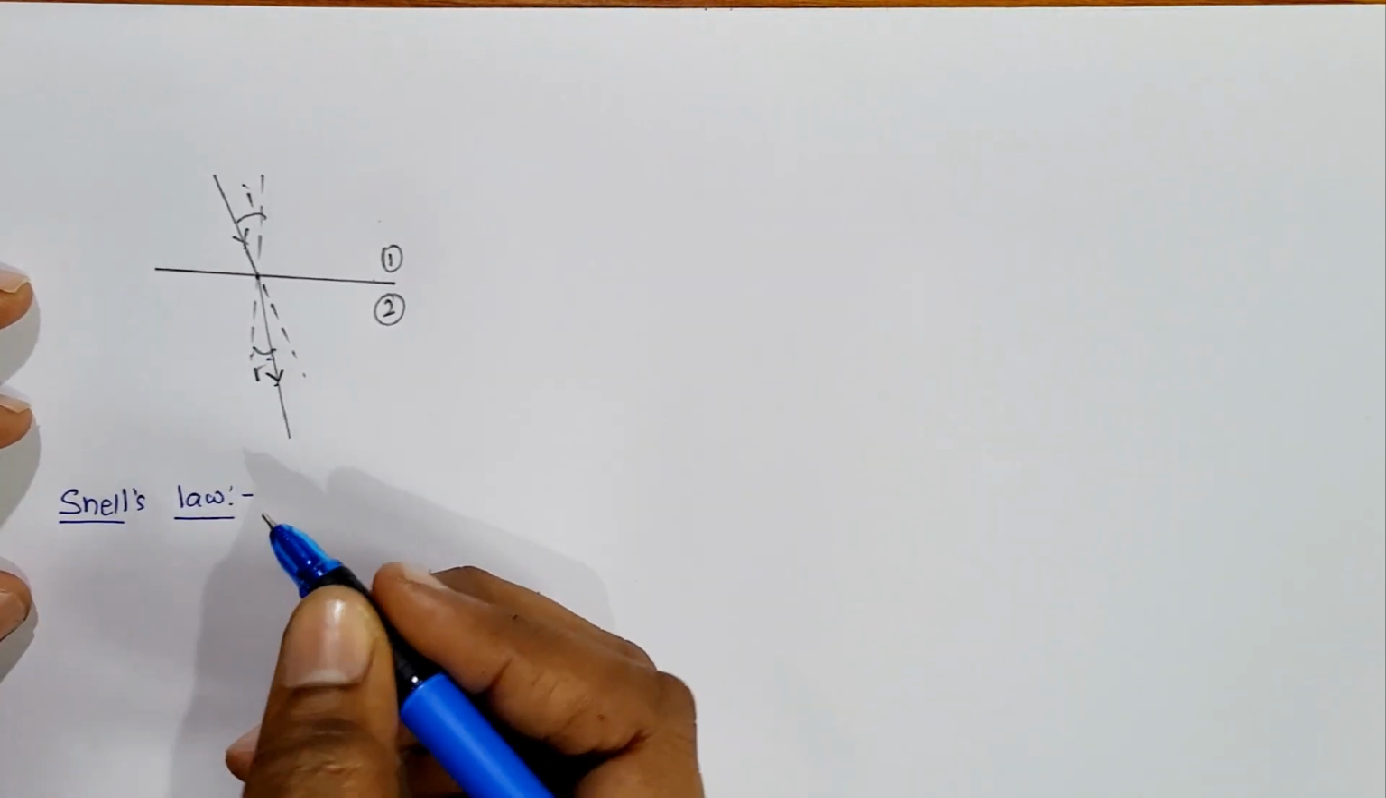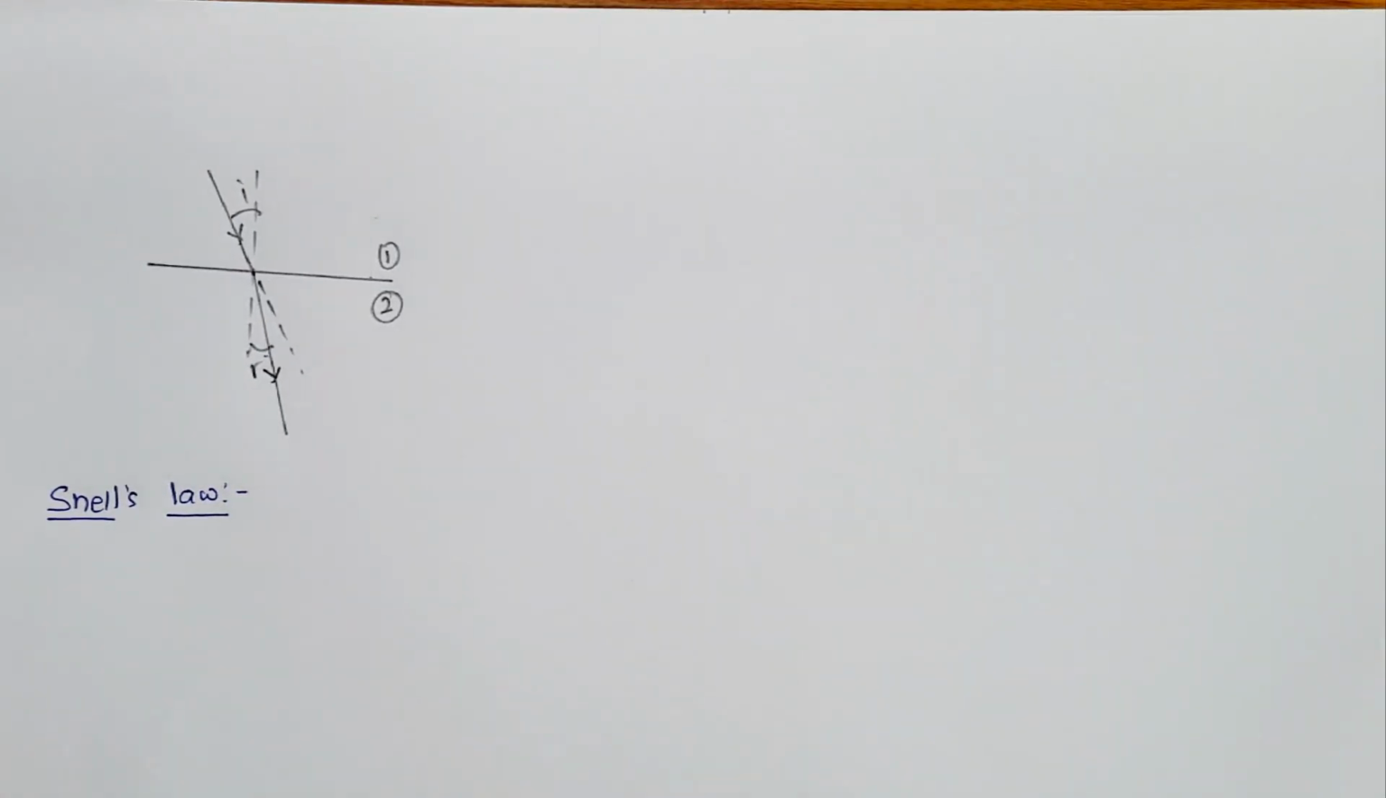What does it state? Generally, students state Snell's law as sin i by sin r is equal to constant, but that is not the correct statement of Snell's law. From Snell's law itself, we will get the formula sin i by sin r is equal to constant. That constant will be the refractive index. But stating Snell's law this way is not correct. Then what is the correct way of stating Snell's law?